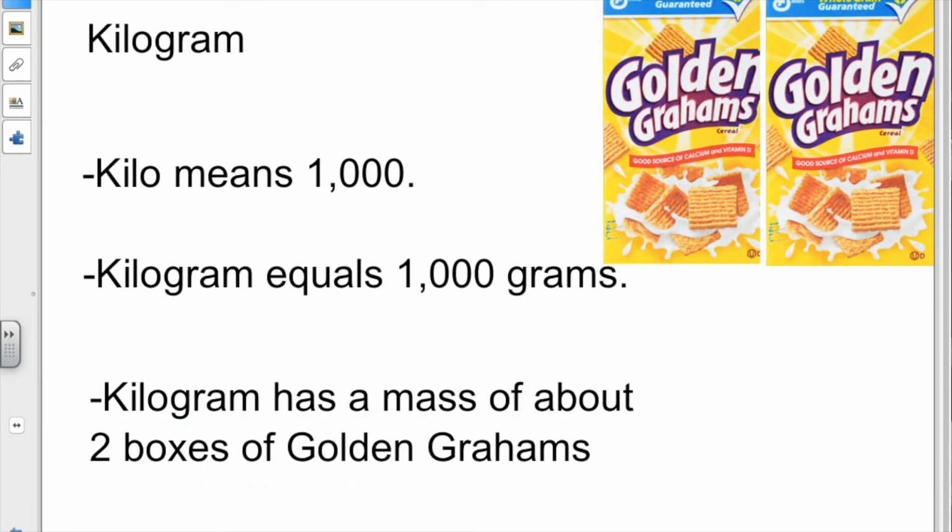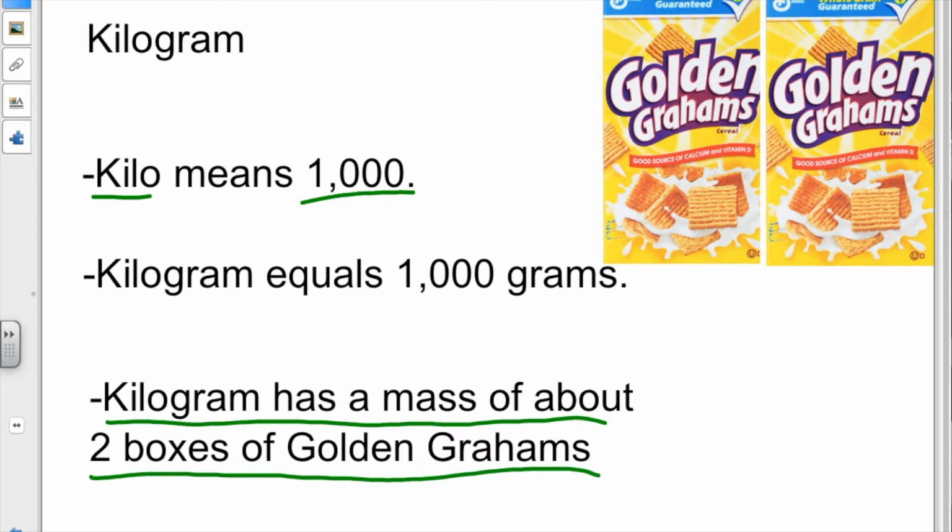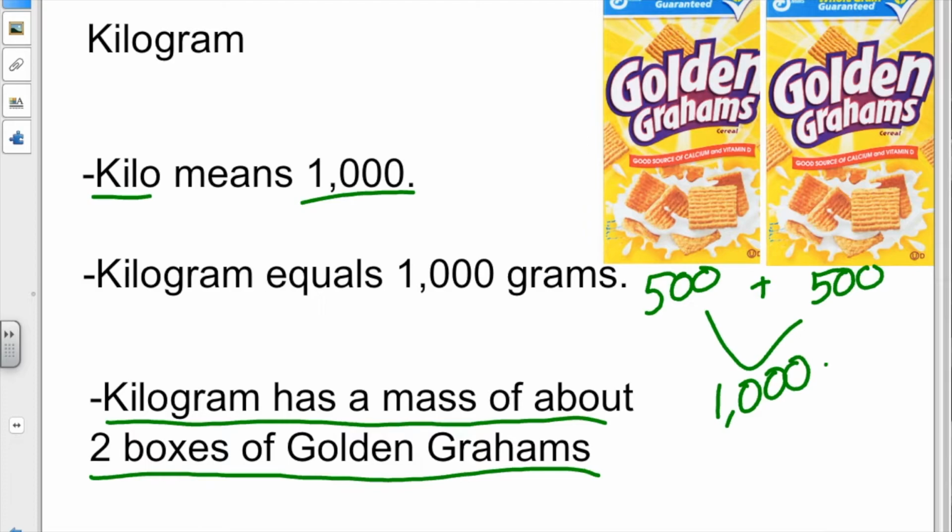On to kilogram now. Again, the prefix kilo means 1,000. So we're thinking about 1,000 grams here. So 1,000 of those little squares of golden grams. And a kilogram has a mass of about 2 boxes of golden grams. So therefore there are 500 individual squares of golden grams there and 500 here, which will add up to 1,000 grams, which would equal 1 kilogram.